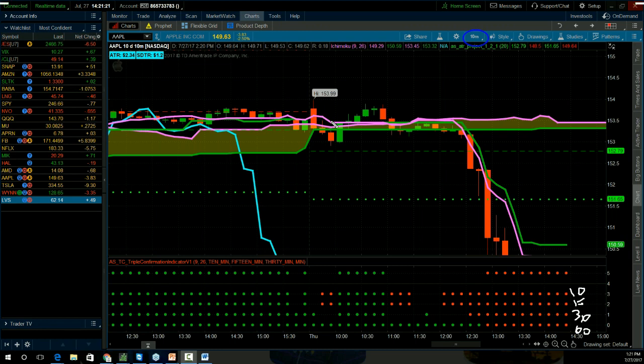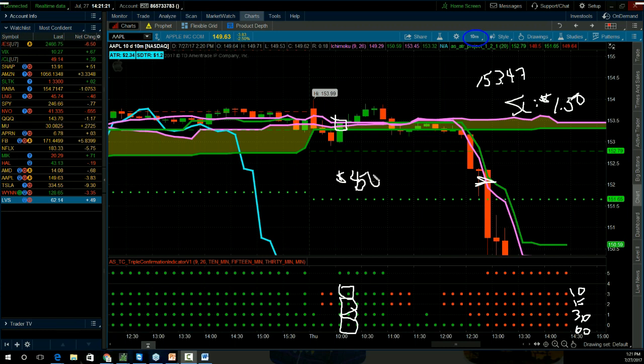On the 10-minute bar, I am personally looking for a break of the cloud to the upside with a confirmation of the 15, 30, and 60. Apple right here broke the cloud to the upside. I had a green dot here on the 10, 15 bullish, 30 bullish, 60 bullish. I bought Apple right there at 153.47. I had a stop loss of $1.50. So here's my stop loss. I had targets in there. I did not hit any targets. I hit my stop loss at $450.